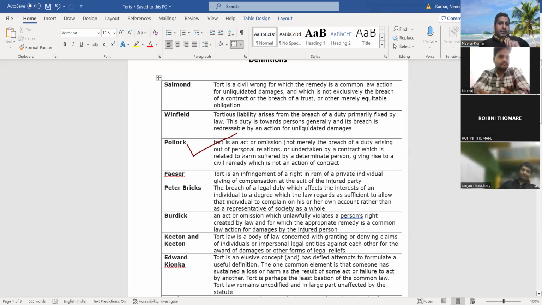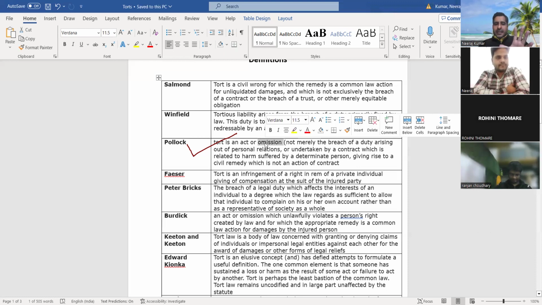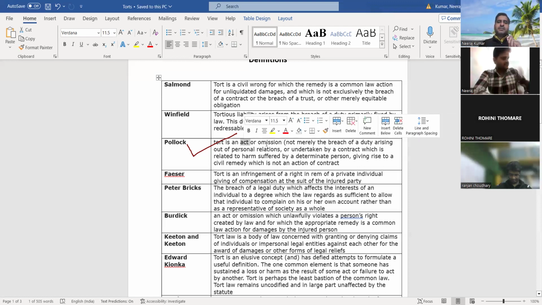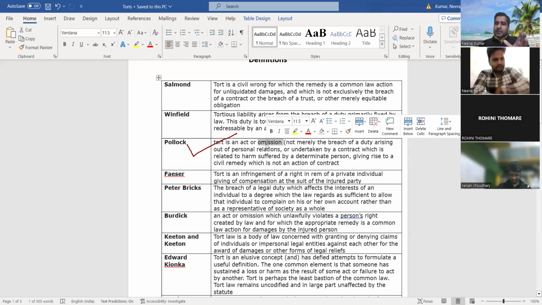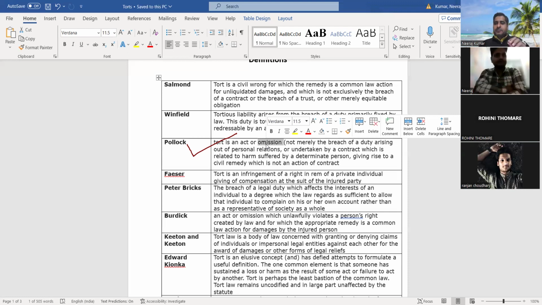Then Polo came, he wrote a book and gave this definition again. Tort is an act or omission. So he just expanded this boundary. It's not only an act, it might be some omission also. So there was a duty or responsibility of one person, but that person is not performing that duty or responsibility. Because of the omission of this duty, someone else is facing this problem, right? Damage or loss.